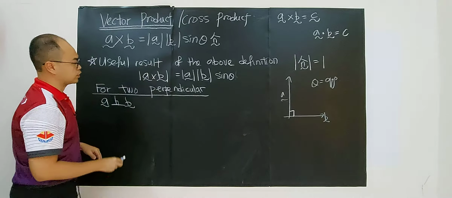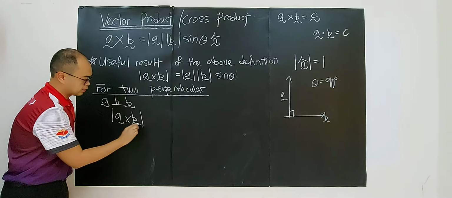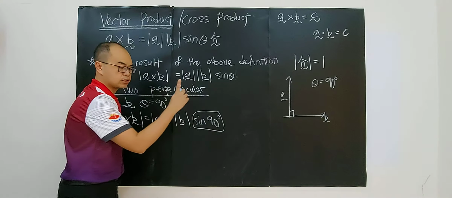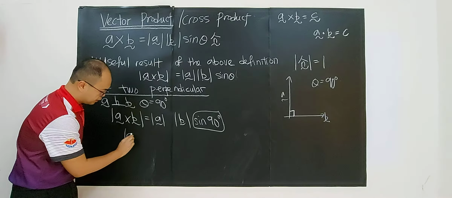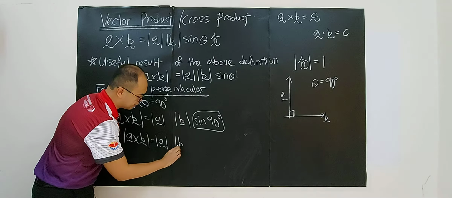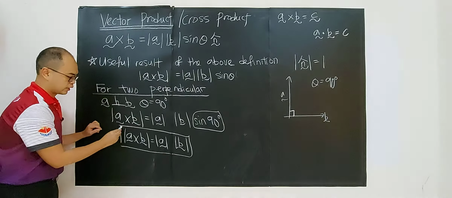According to this definition, we will try using it. A cross B, for the case when A is perpendicular to B, where theta is 90 degrees, equals the magnitude of A, magnitude of B, sine 90 degrees. Do you know what sine 90 degrees is? You can always use your calculator, or if you already have it at your fingertips, the value is 1. So if vector A is perpendicular to vector B, the result will be in this form.